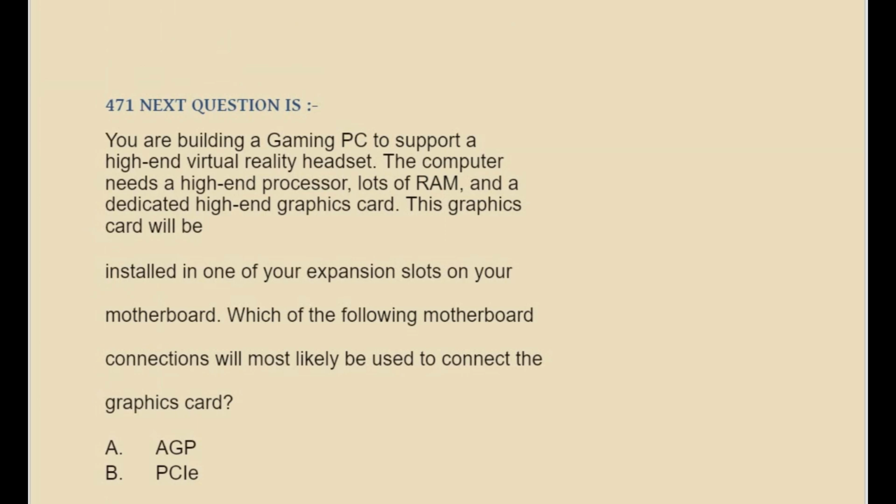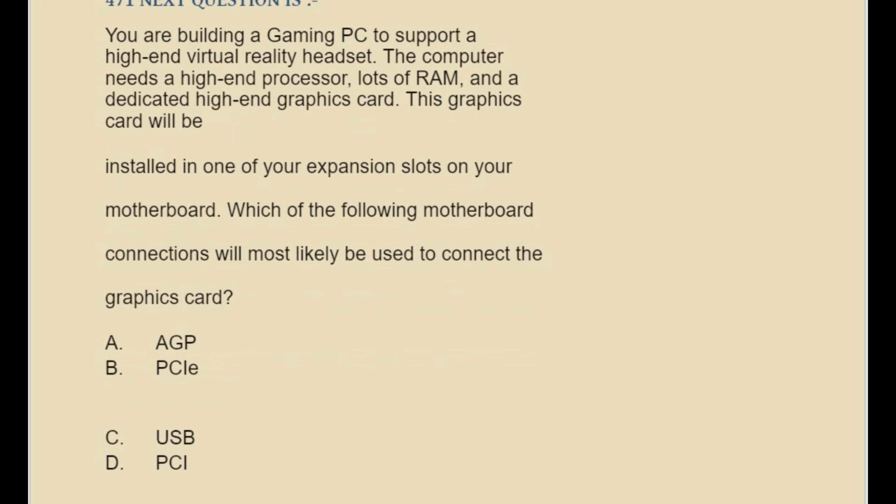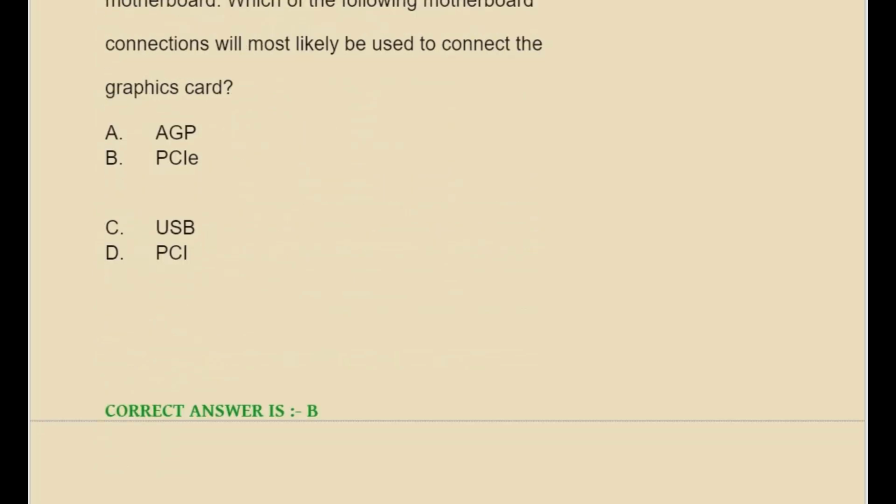Question is you are building a gaming PC to support a high-end virtual reality headset. The computer needs a high-end processor, lots of RAM, and a dedicated high-end graphics card. This graphics card will be installed in one of your expansion slots on your motherboard. Which of the following motherboard connections will most likely be used to connect the graphics card? Option A AGP. Option B PCIe. Option C USB. Option D PCI. Correct answer is option B.